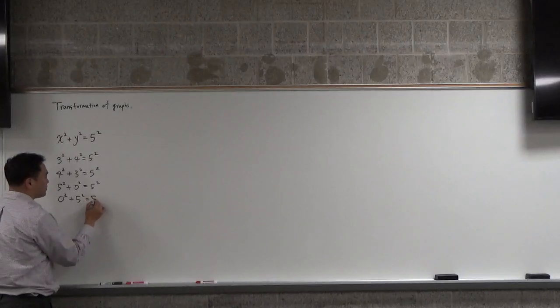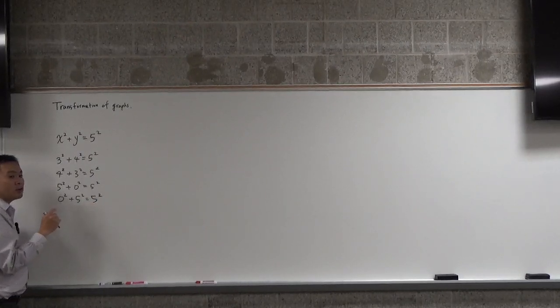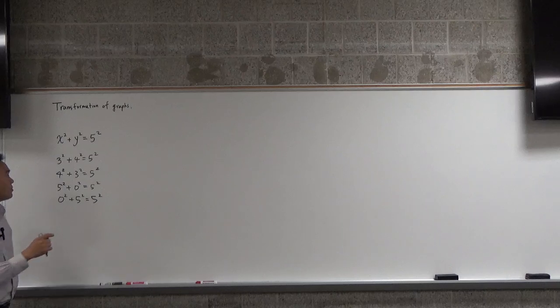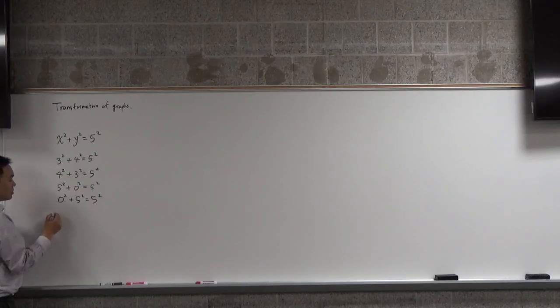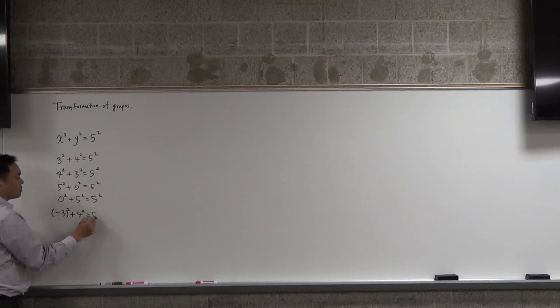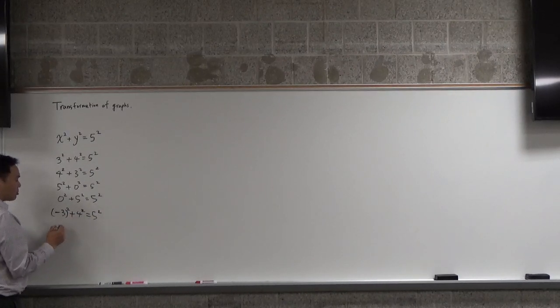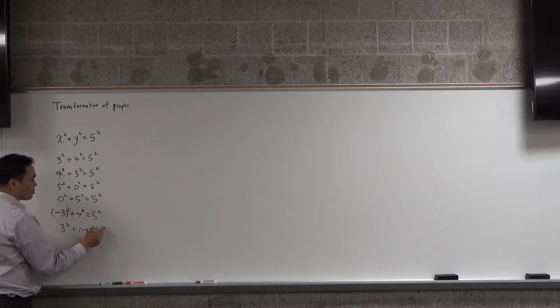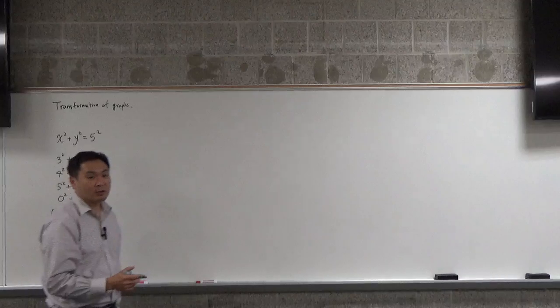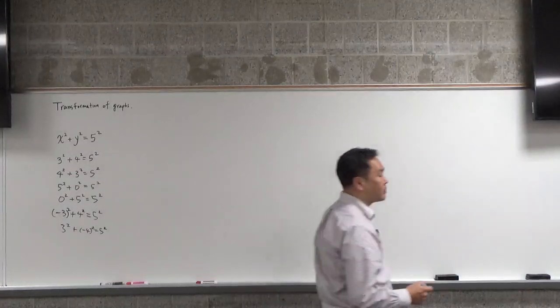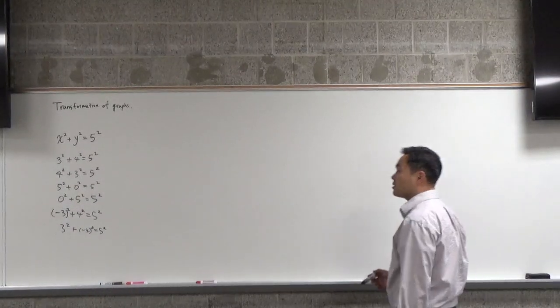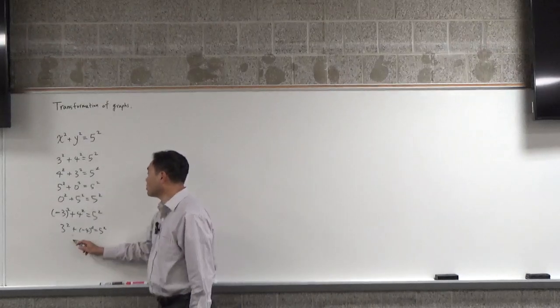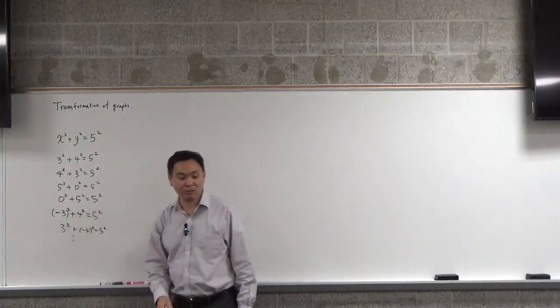Now, because negative squared is positive, if this is true, then negative 3 squared plus 4 squared would be 5 squared as well, and then you could also have 3 squared plus negative 4 squared equal to 5 squared. All right? And then you can fill in a few more just by taking negatives of these things.